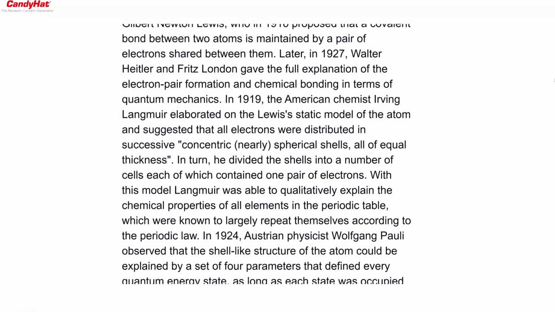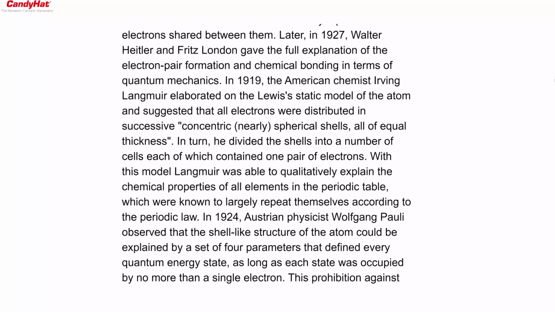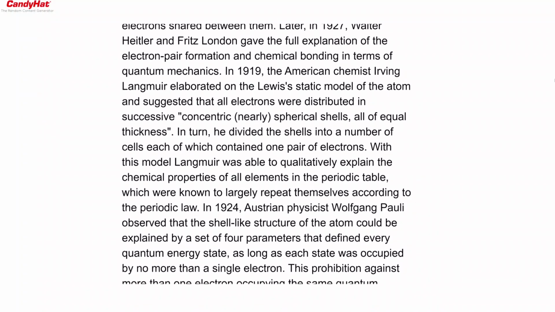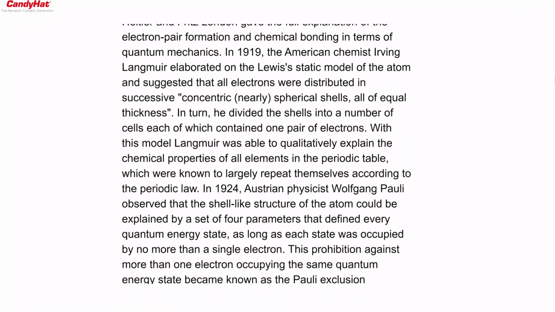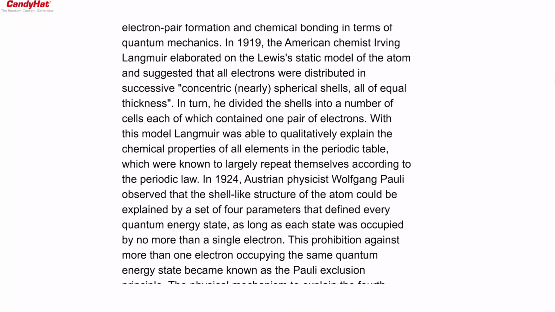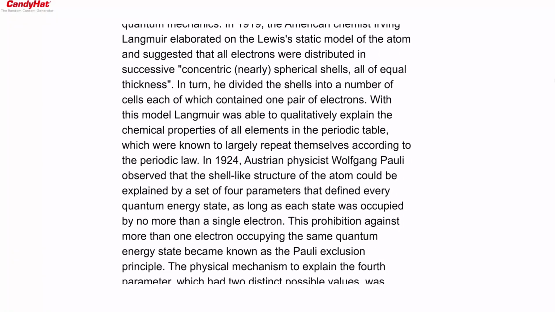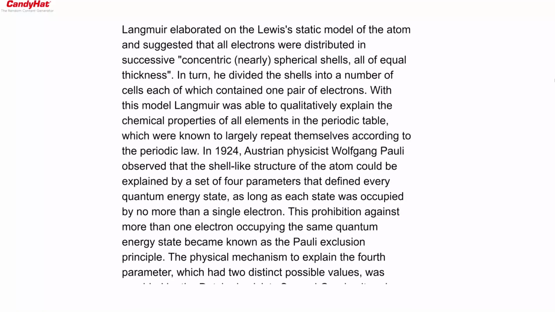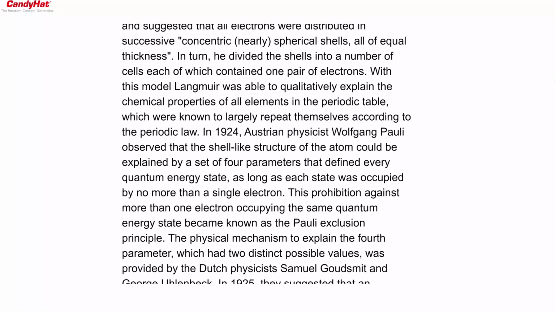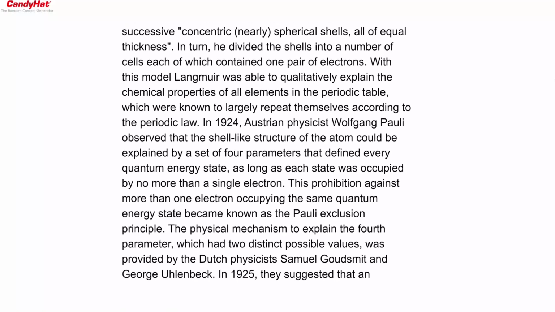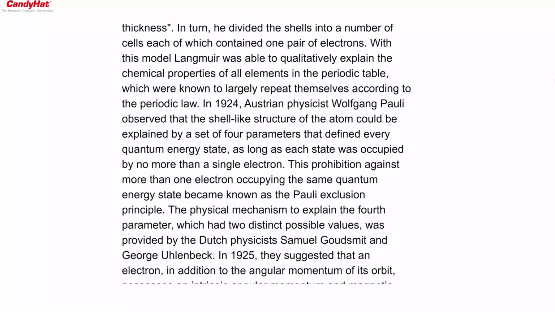In 1924, Austrian physicist Wolfgang Pauli observed that the shell-like structure of the atom could be explained by a set of 4 parameters that defined every quantum energy state, as long as each state was occupied by no more than a single electron. This prohibition against more than one electron occupying the same quantum energy state became known as the Pauli exclusion principle. The physical mechanism to explain the 4th parameter, which had 2 distinct possible values, was provided by the Dutch physicists Samuel Goudsmit and George Uhlenbeck.